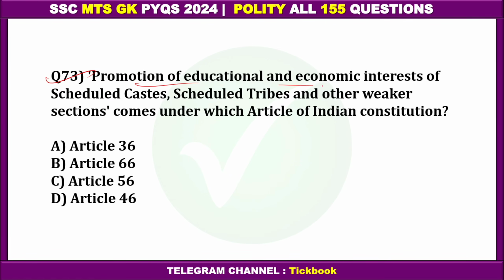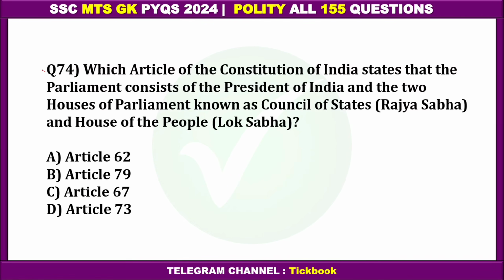73. Promotion of educational and economic interest of scheduled castes, scheduled tribes, and other weaker sections comes under which article of the Indian Constitution? Option number D, Article 46. 74. Which article of the Constitution of India states that the Parliament consists of the President of India and the two houses of Parliament known as the Council of States, Rajya Sabha, and the House of the People, Lok Sabha? Number B is the correct answer, Article 79.